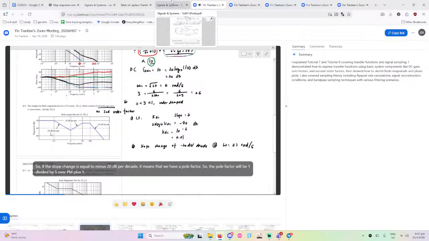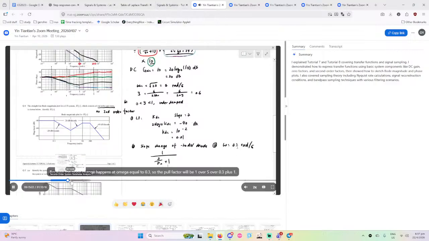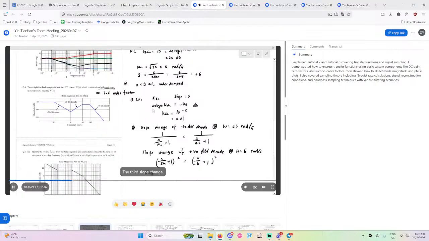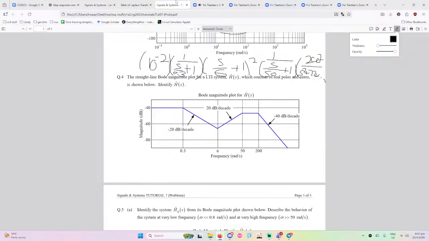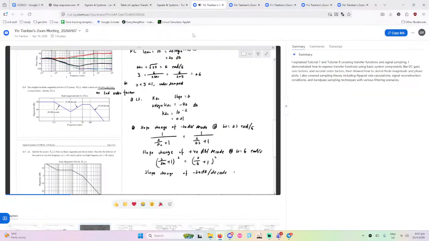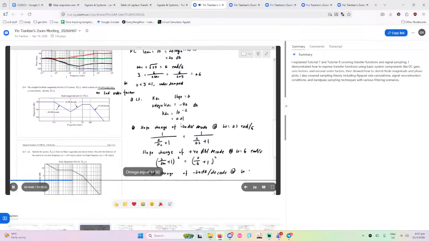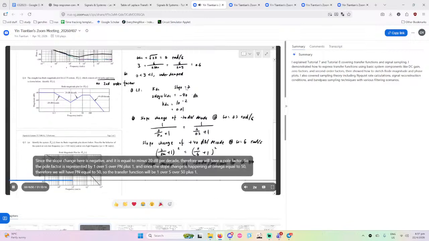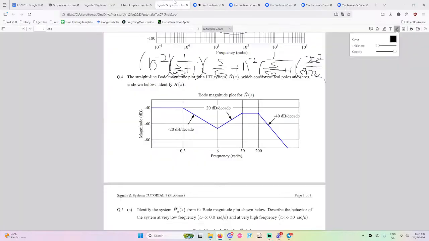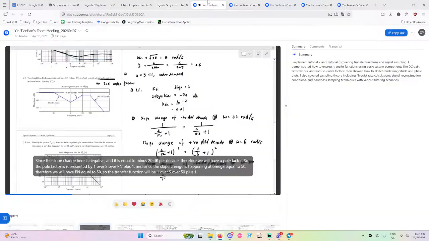If the slope change is equal to minus 20 dB per decade, it means that we have a pole factor. So the pole factor will be 1 divided by (s over p_n plus 1). Because the slope change happens at omega equal, which is here, the third slope change of minus 20 dB per decade at omega equal to 50. Since the slope change here is negative and equal to minus 20 dB per decade, therefore we will have a pole factor, represented by 1 over (s over p_n plus 1).